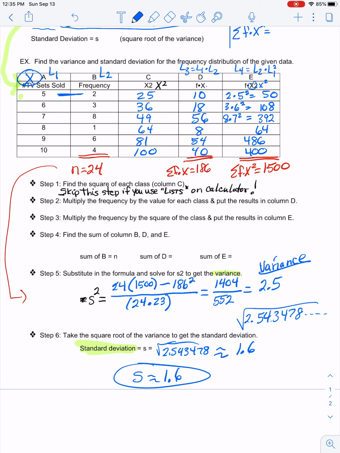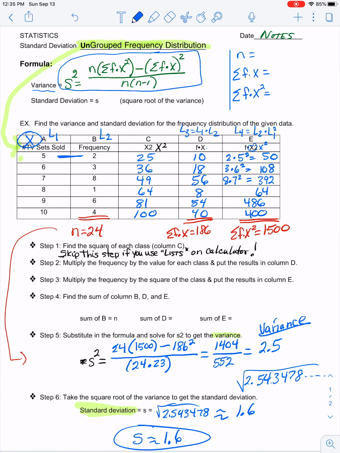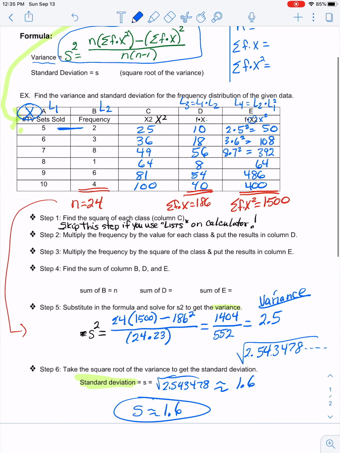Again, review your steps if you're interested in how to get all this into the calculator using those lists. I'd be more than happy to provide more details on that.